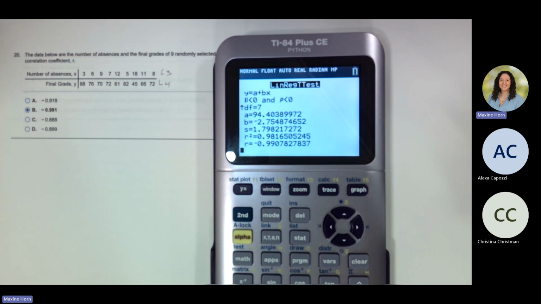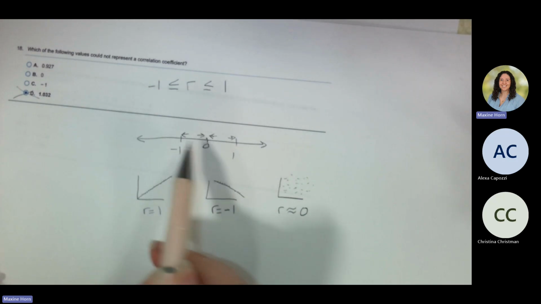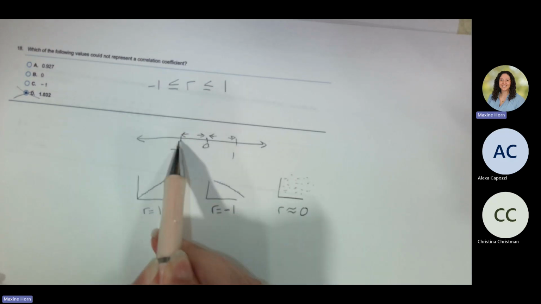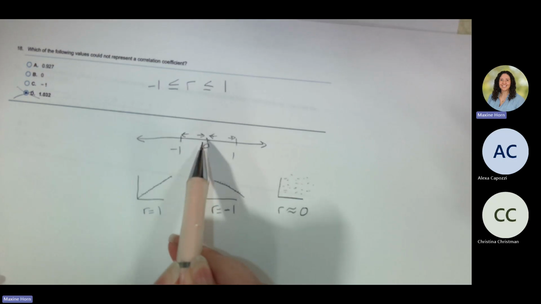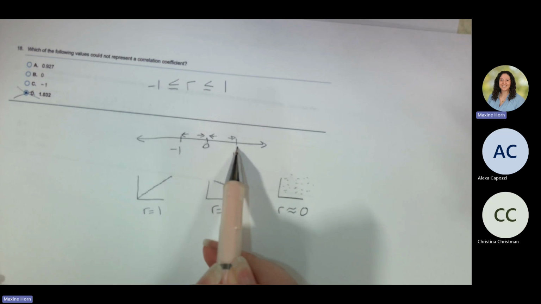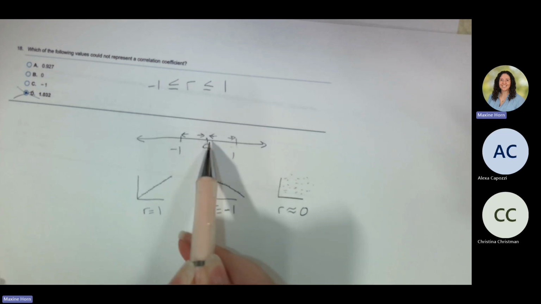Okay, so we talked about this before, but just as a quick reminder, let's go back to, is it? Yeah, here we are. So if you're between 0 and -1, the closer you are to -1, the stronger your correlation. If you're between 0 and -1 and you're closer to 0, you have a weaker correlation. And then the same is true for if you're between 0 and 1, the closer you are to 1, the stronger your correlation. If you're between 0 and 1, the closer you are to 0, the weaker your correlation. Okay?